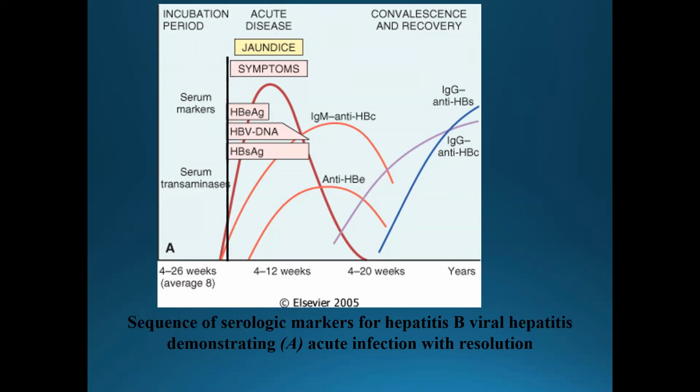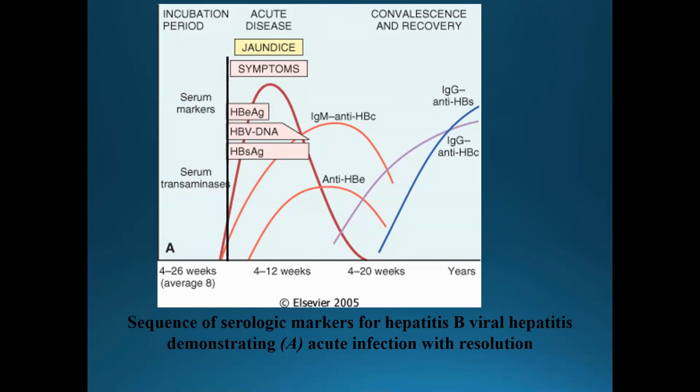IgM antibodies to the core, that is IgM anti-HBC, becomes detectable in the serum shortly before the onset of symptoms, concurrent with the onset of elevation of serum aminotransferase. Anti-hepatitis surface antibody of the IgG type does not rise until the acute disease is over, and usually is not detected for a few weeks to several months after the disappearance of the hepatitis B surface antigen. Anti-hepatitis B surface antibody may persist for life, conferring protection.